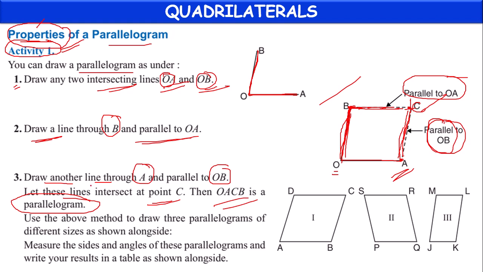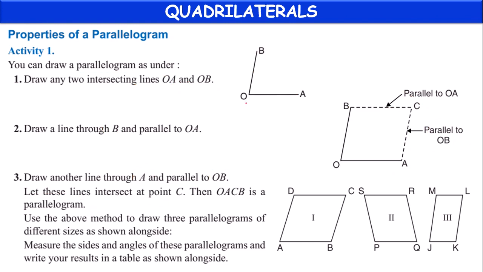So first, what have we done? We have drawn two intersecting lines, OA and OB. From B, we have drawn a line parallel to OA. From A, we have drawn a line parallel to OB. Both of them intersect at C. Then whatever figure is formed, OACB, will be considered as a parallelogram.